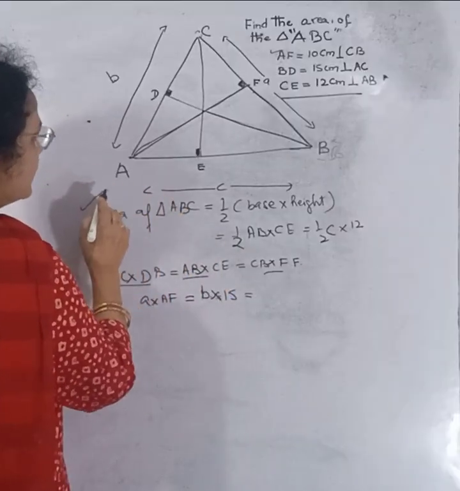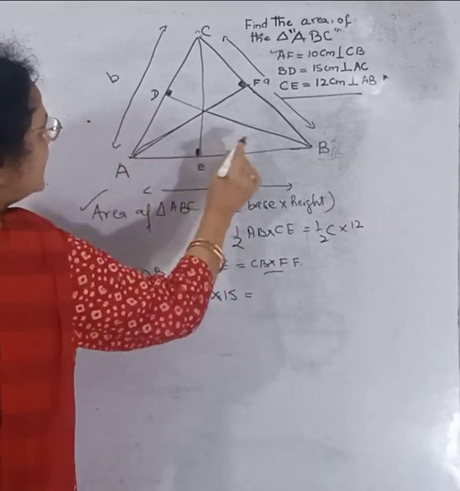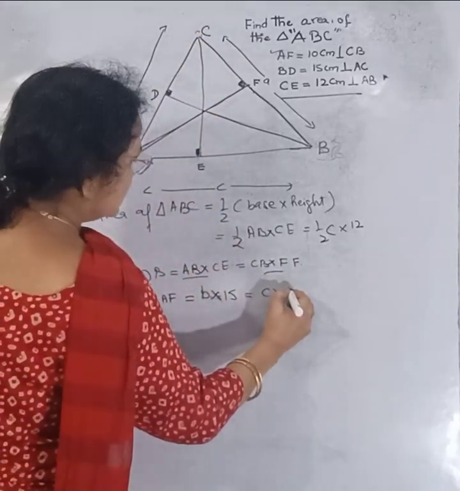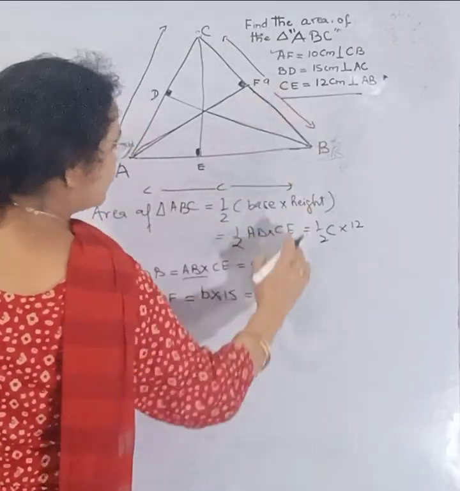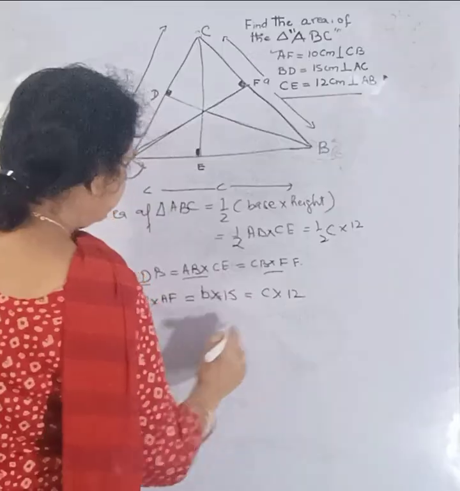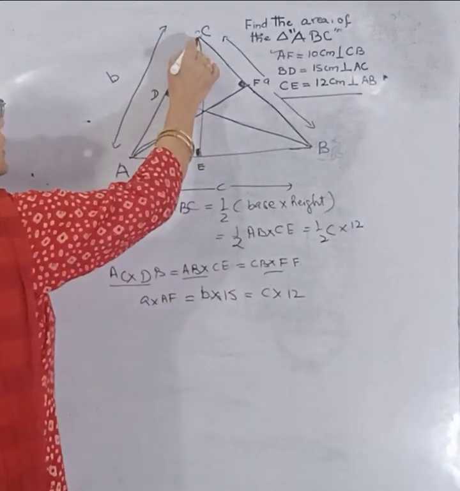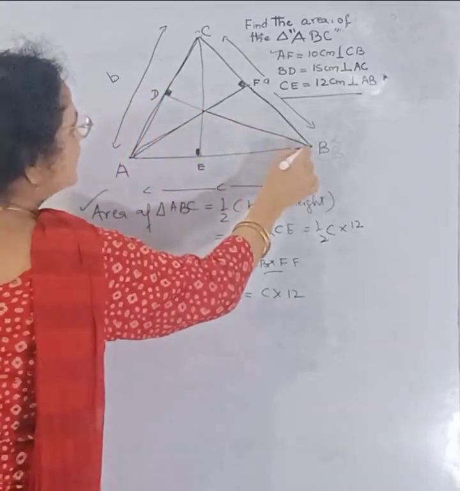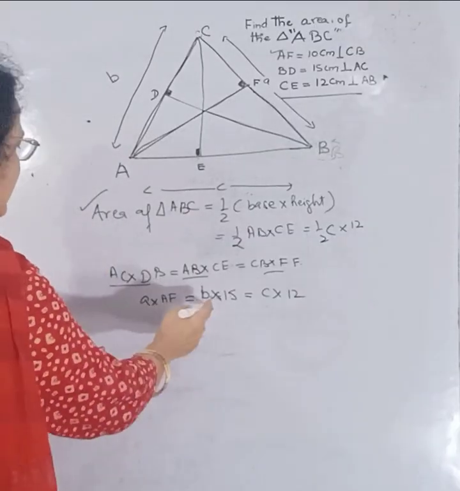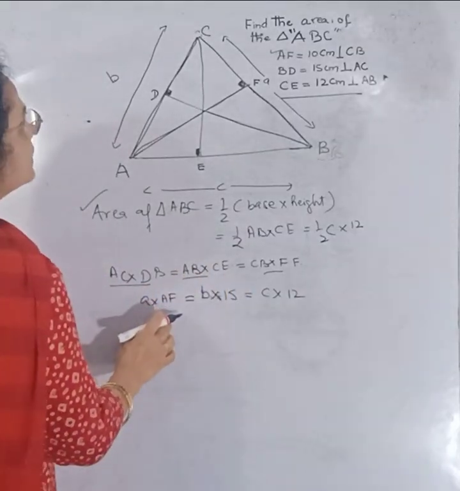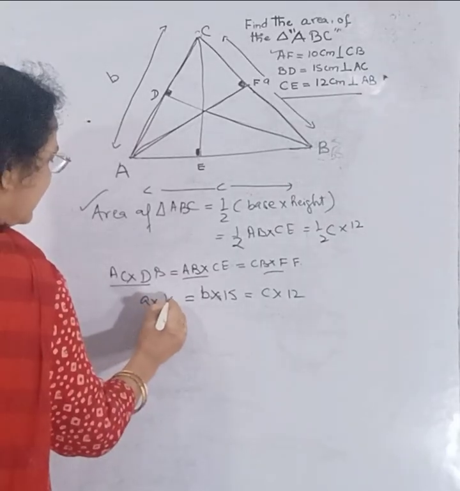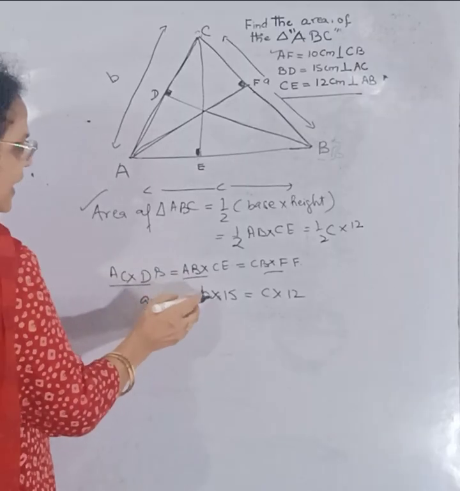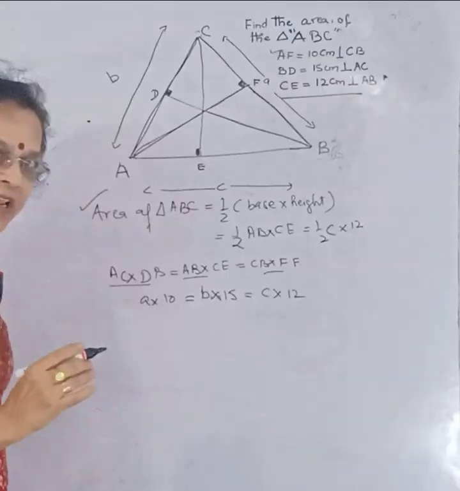It can be written as C, this is the base, C into CE, that is C into 12. Because either of the sides can be taken, multiplied by the perpendicular by 2, it will be the area. So AF is equal to 10. This is the relation between these sides: 10 times A equals 15 times B equals 12 times C.